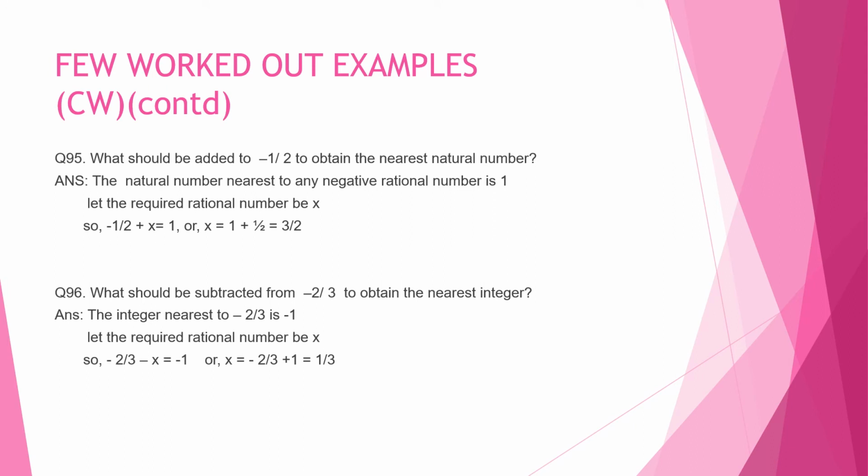Question number 95. What should be added to minus half to obtain the nearest natural number? Now, concentrate on minus half. It's on the left hand side of 0. What is the nearest natural number to this? Natural number means counting number which starts from 1. So obviously 0 is not a natural number. So the first natural number 1 is the one which is nearest to minus half.